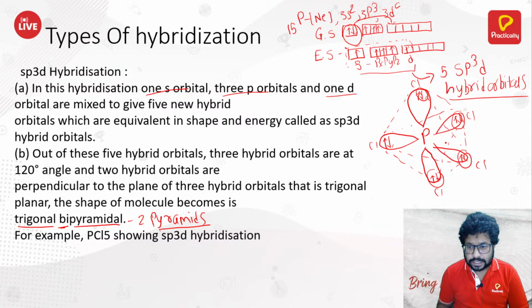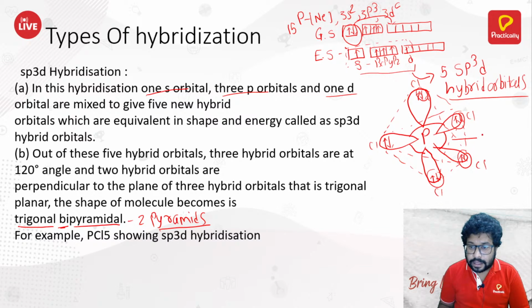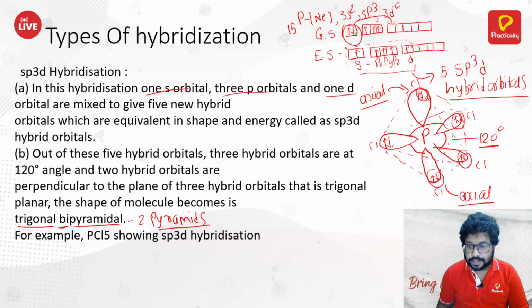Out of these five, the orbitals which are in the trigonal plane, here, here, and here, are at an angle of 120 degrees. The orbitals at the top and bottom are called axial. This is the axial position, this also, this also. These are your axial positions. And the three positions in the plane are called equatorial positions.